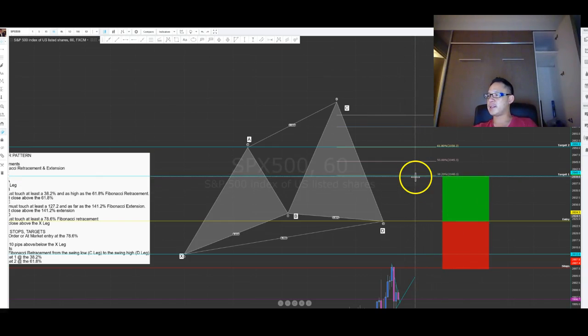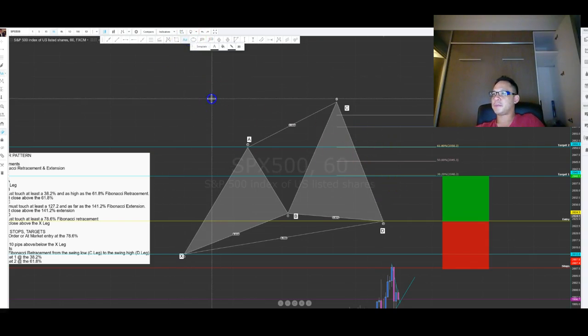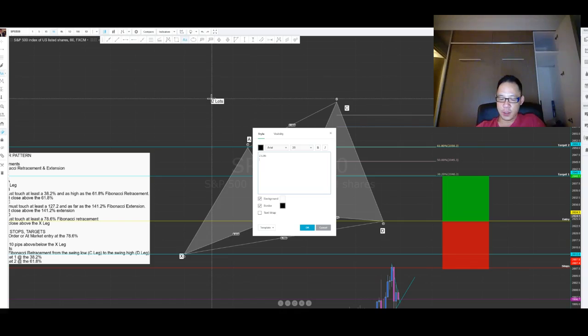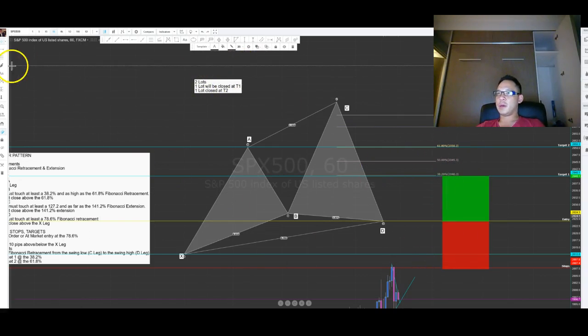Now, when it hits that target, you want to close a portion of the position, right? It's up to you how much you want to close. But let's just say you're trading 2 lots, and one lot will be closed at target 1, and one lot closed at target 2. So when price hits that target, you close one lot, right? Your stops would then be moved to break even.